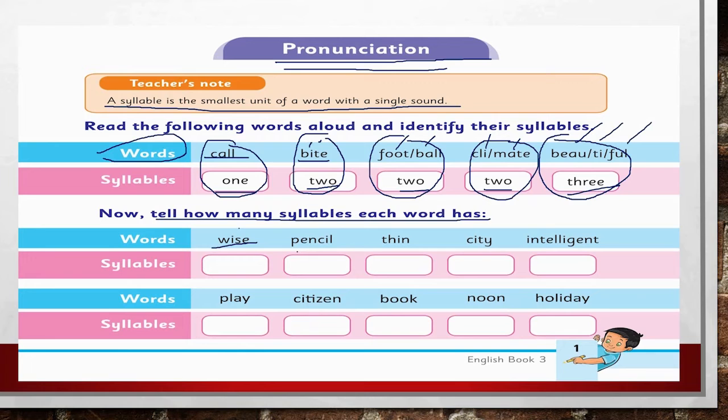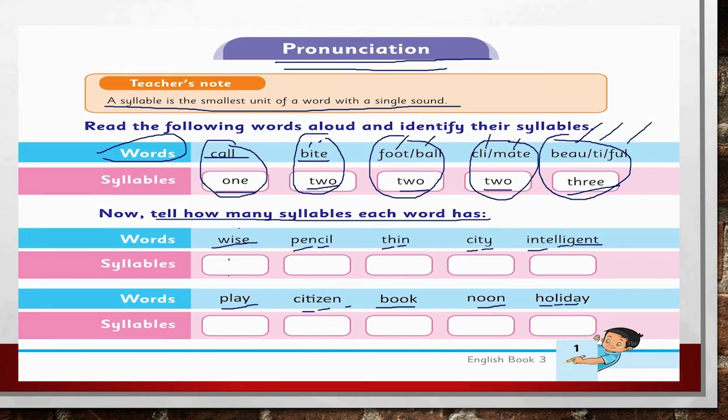Wise, pencil, thin, city, intelligent, play, citizen, book, noon, holiday.